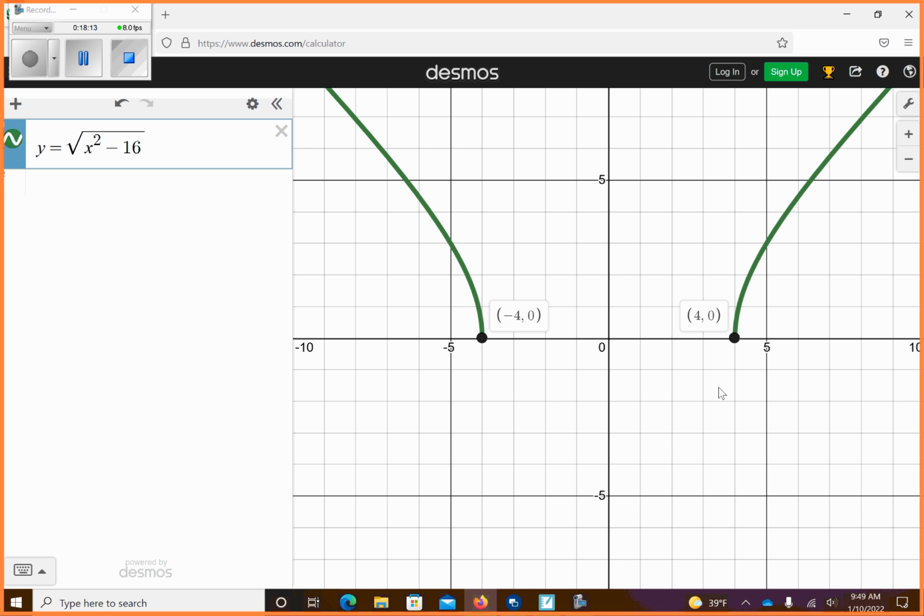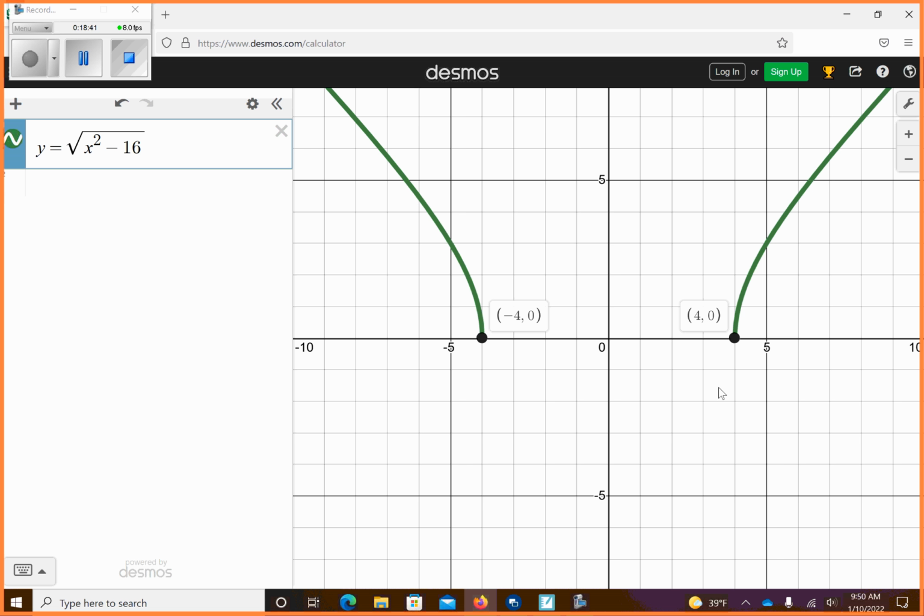Excellent. That means I could plug that x and y value into the original equation, and you wind up getting 0 equals 0 both times. Okay? So if I take this negative 4 and plug it in, negative 4 as a quantity squared is 16. 16 minus 16 is 0. Square root of 0 is 0. 0 equals 0. This one works. If I take this 4 and plug it in, 4 squared is 16. 16 minus 16 is 0. Square root of 0 is 0. So those are my 2 solutions.